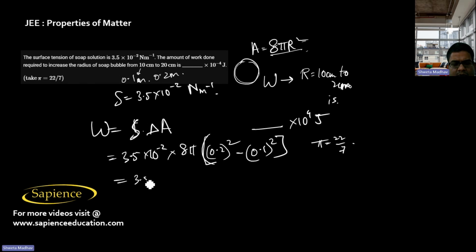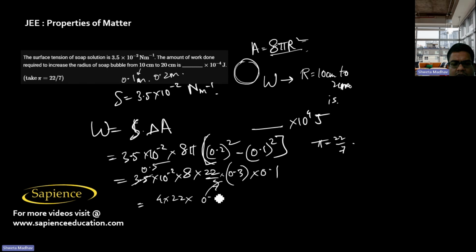This will be 3.5 into 10 power minus 2 into 8 pi, 22 by 7, into 0.2 plus 0.1, that is 0.3, into 0.2 minus 0.1, that is 0.1. 7 5s are 35, 0.5 into 8, that is 4. 4 into 22 into 0.03, which is 88 into 0.03, so 2.64 joule.